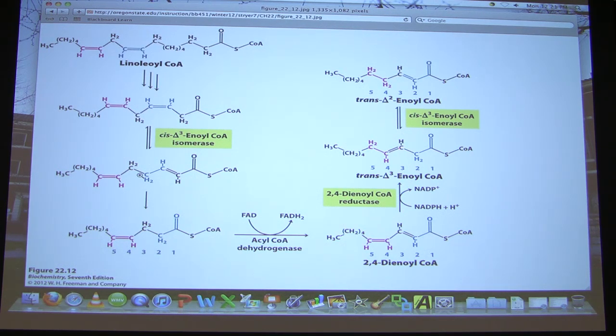And look what we did. We put them in the 3,4 trans configuration. Beautiful. Now we can use our enzyme, and we're proceeding along the way. With these two enzymes, we can oxidize every unsaturated fatty acid that we have in our body.